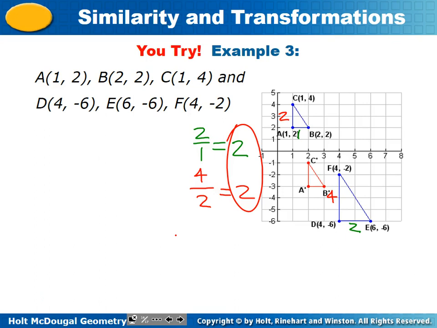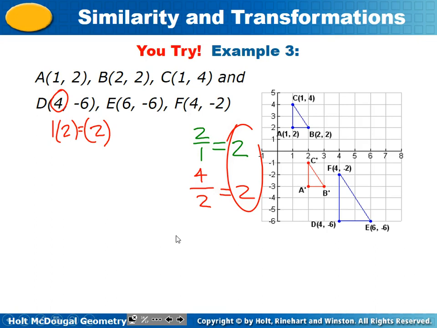if we multiply 1 by 2, we should have gotten 2 for D prime, if that's what happened. But that's not what we have. We have 4. Same way with the rest of these. So when we look at an image like this, we can see that our original image is, I should say, similar to our new image because of the scale factor. However, we didn't just get there by multiplying everything by 2.